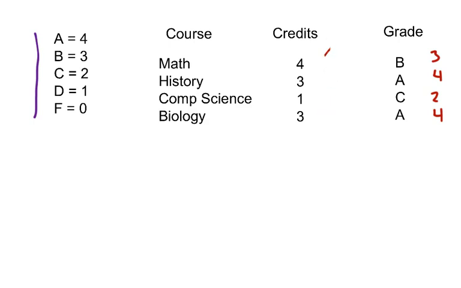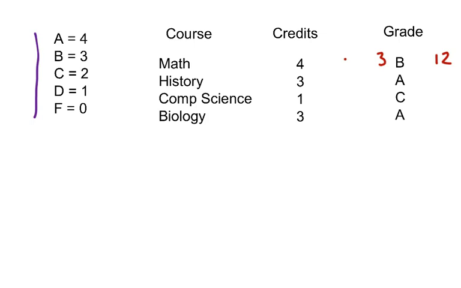So let's take a look at the way that we're going to find this grade point average using a weighted average. What we do is we figure out the number of grade points that the student earned. That is, in math, they have 4 credits for this B. Well, 4 credits times 3 points per credit means they get 12 grade points for that course.